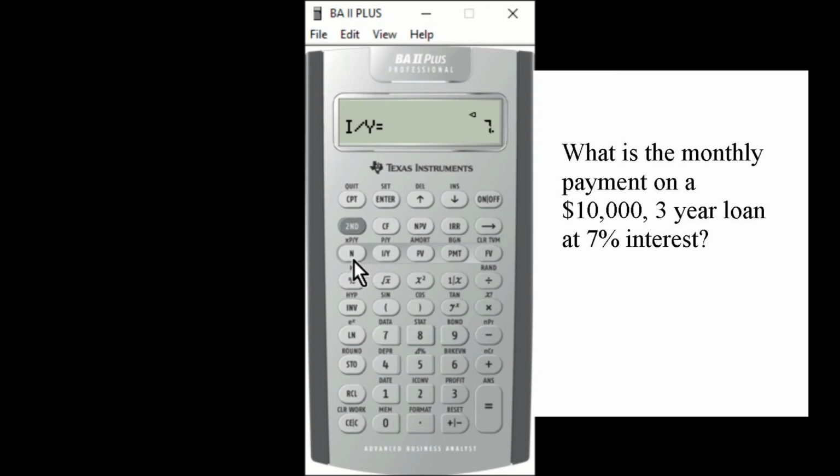Now we remember that N is the number of periods. This is the number of periods throughout the life of the loan. And if we have 3 years with monthly payments, we actually have 3 times 12 periods. So 36 is our N. So we have something in all 4 buttons, so we can go ahead and compute the fifth. So 308.77 would be our monthly payment for 36 months to pay back that loan of $10,000.